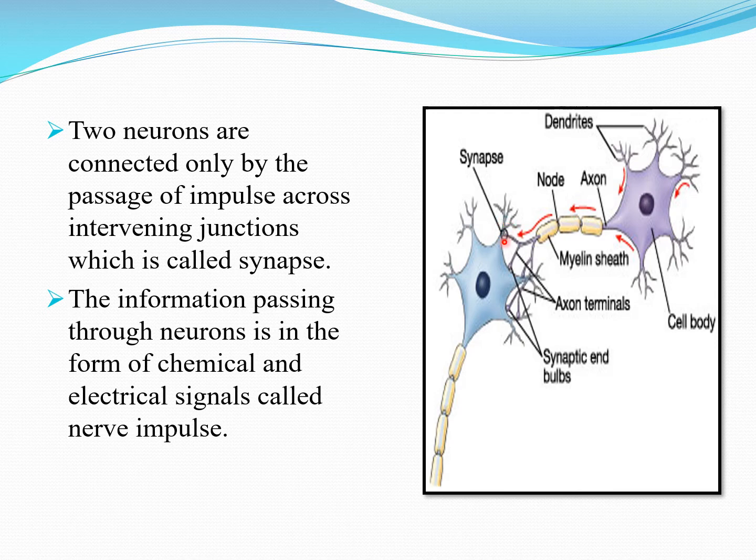Actually, from here the impulses are carried by the dendrite to the cell body. Then from the cell body the impulses are carried away by the axon. Here it is in the form of a chemical impulse. Then from here it changes into an electrical impulse and passes up to here. Then again in the synapse region it changes to chemical. Because of that only, impulses reach very fast. Two neurons are connected only by the passage of impulse across the intervening junction, which is called a synapse. The information passing through neurons is in the form of chemical and electrical signals called nerve impulse.